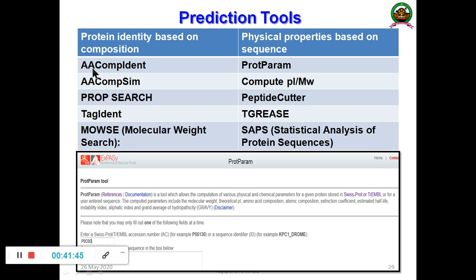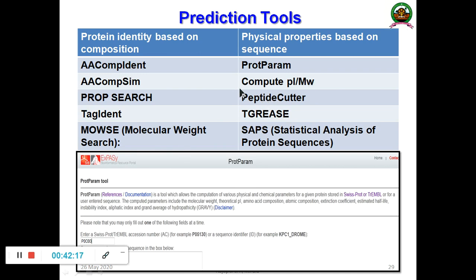So you have the tools under this category: AACompIdent, amino acid composition and identity; AACompSim, amino acid composition and similarity; PropSearch, that is property search; then TagIdent, and molecular weight search. Similarly in this category, ProtParam, protein parameters; Compute pI, and you know the isoelectric point is one of the most important things as far as protein is concerned; PeptideCutter, TGREASE, and statistical analysis of protein sequence. All those tools you can use for primary structure analysis.